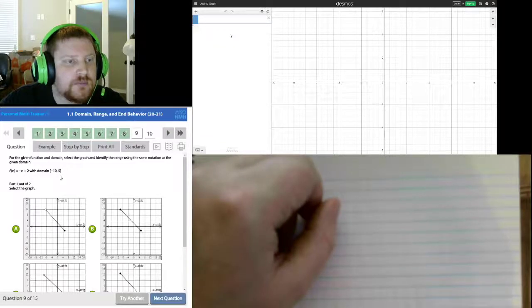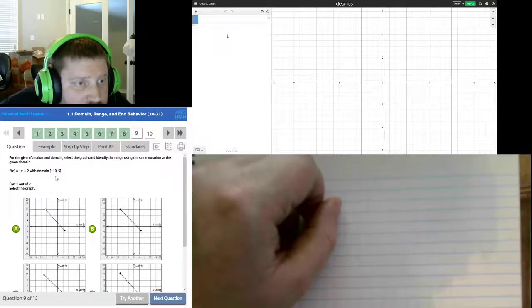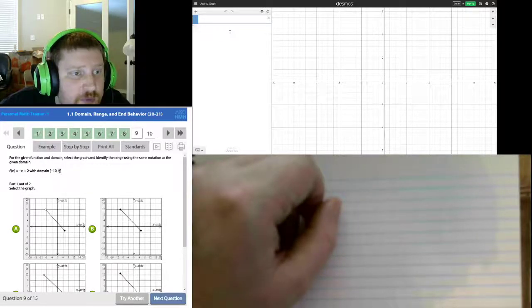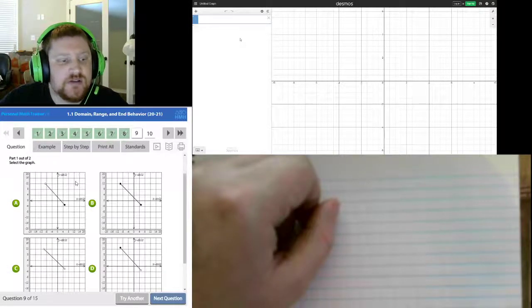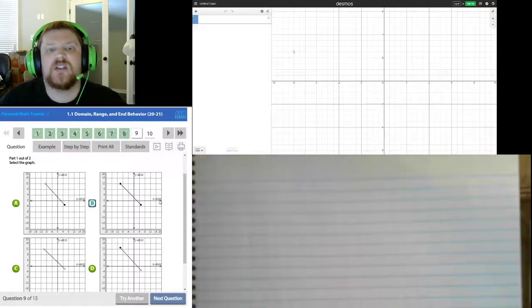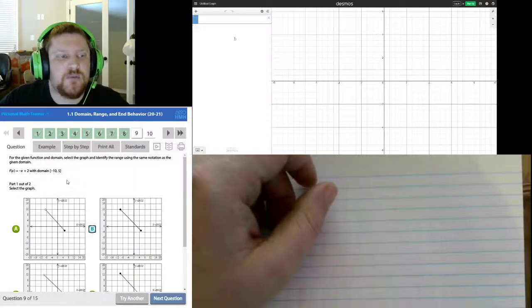Okay? So part 1 out of 2, select the graph. We see that this is double closed, our domain. So since both of these are closed, we know that our dots have to be closed on both sides. This one's open, closed, open, open, closed, open. Looks like this is the only one that's closed on both sides. So that tells us right away, without even looking at the numbers, that it has to be B. But let's double check with the numbers.